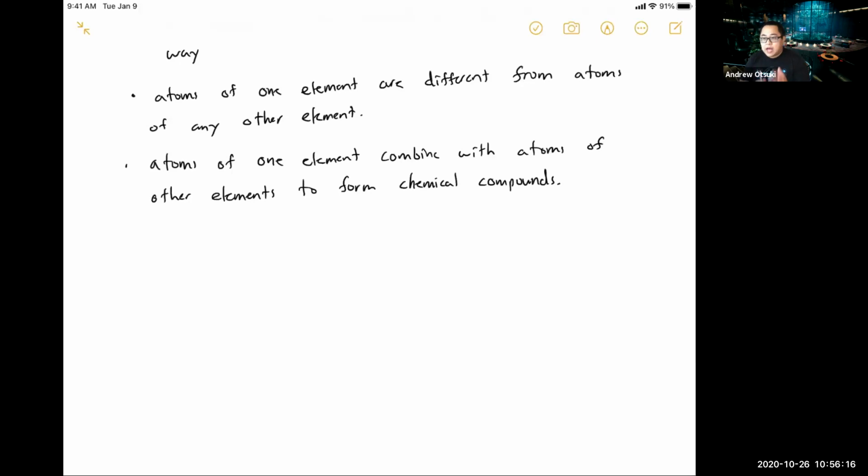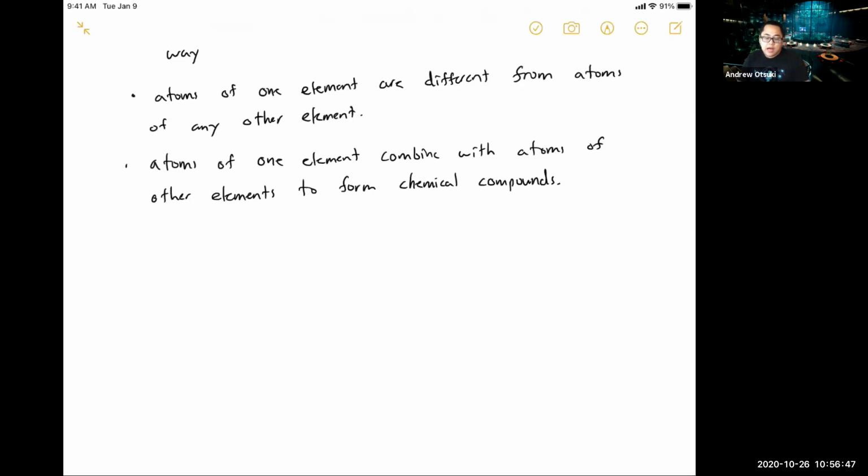So when we're looking at individual compounds, atoms will combine in whole number ratios. For example, water is 2 H's to 1 oxygen atom. You'll never get a situation where you have one, say, iron atom and 2.5 oxygen atoms. That's just not how it works.